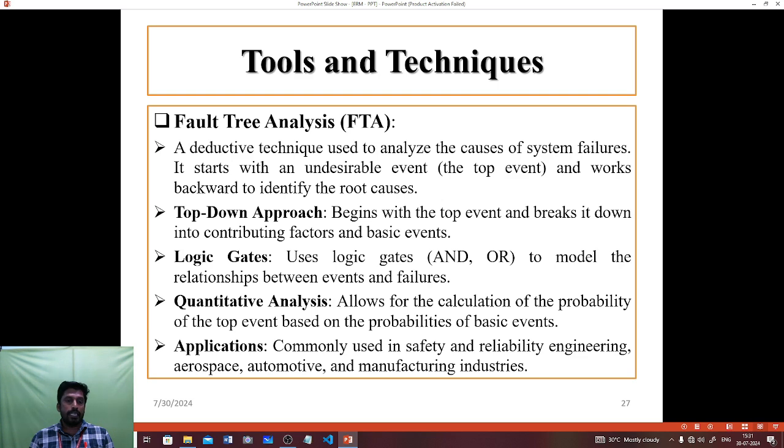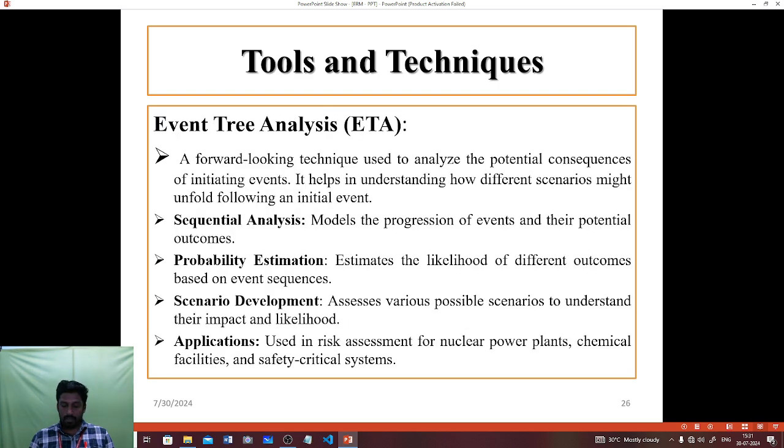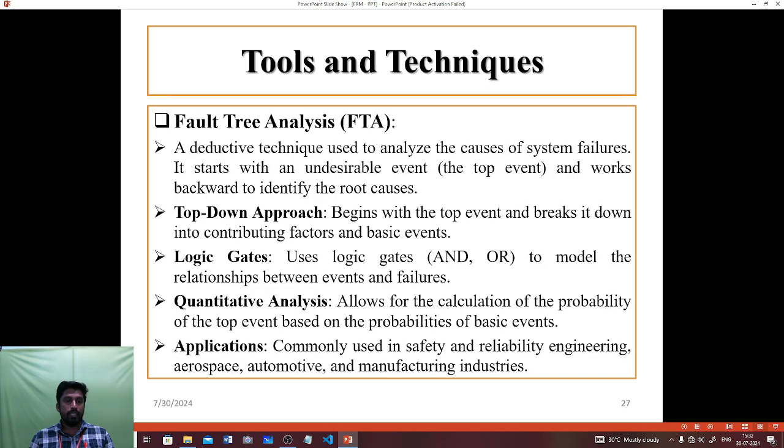Next one is fault tree analysis. It is a deductive technique used to analyze the causes of system failures. It starts with an undesirable event, the top event, and works backward to identify the root causes. The elements are the top-down approach, logic gates, and quantitative analysis. The top-down approach begins with the top event and breaks it down into contributing factors or basic events. Logic gates such as AND and OR gates are used for modeling the relationship between the events and the failures.